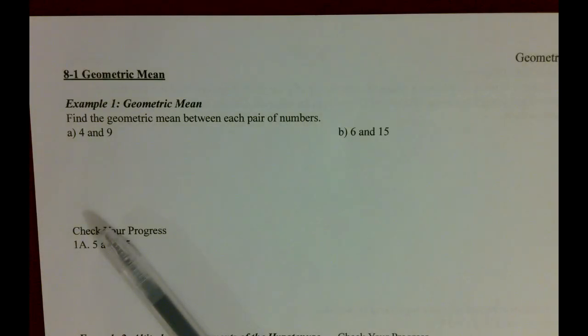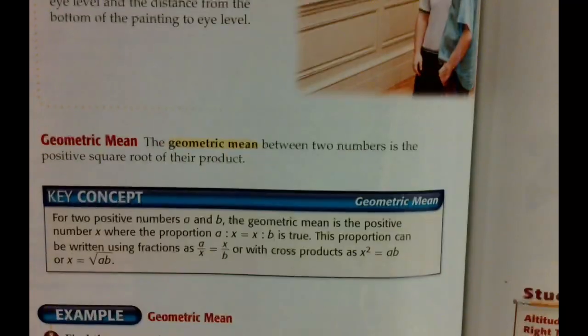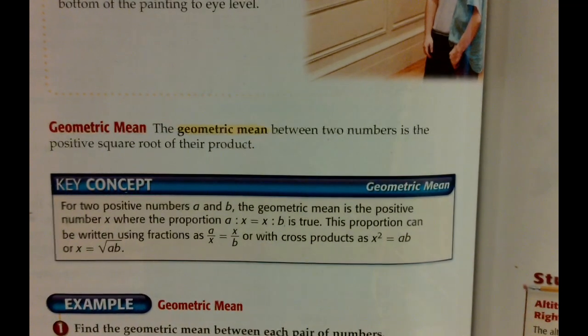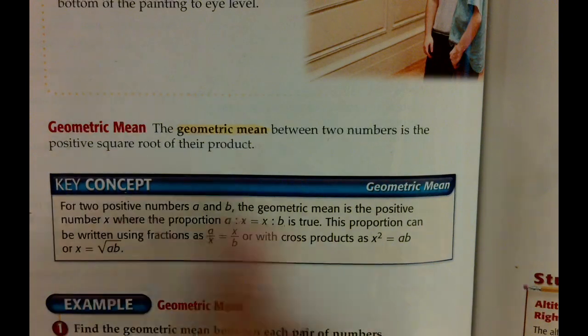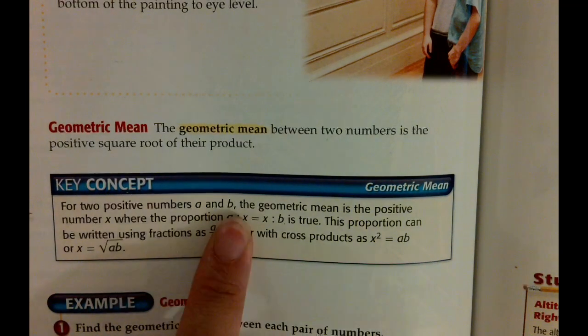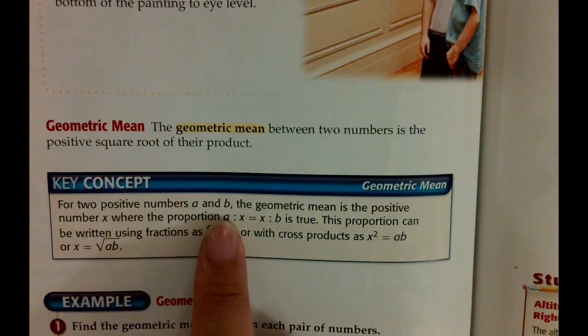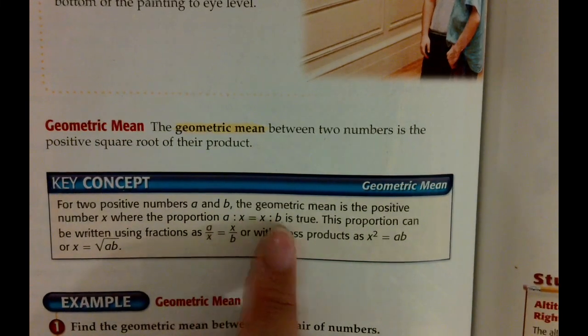Hi guys, today we're going to be learning about geometric mean, and before we start with our example problems, let's define what geometric mean means. The geometric mean between two numbers is the positive square root of their product. For two positive numbers a and b, the geometric mean is the positive number x where the proportion a to x equals x to b is true.